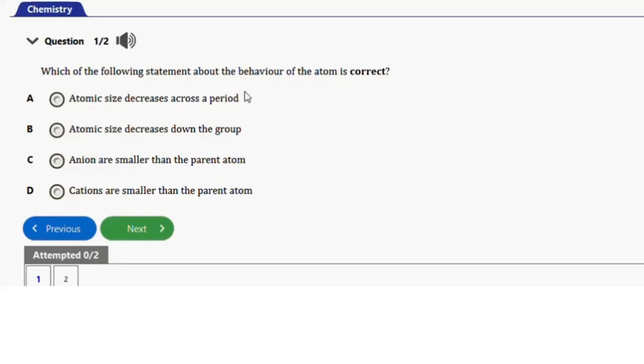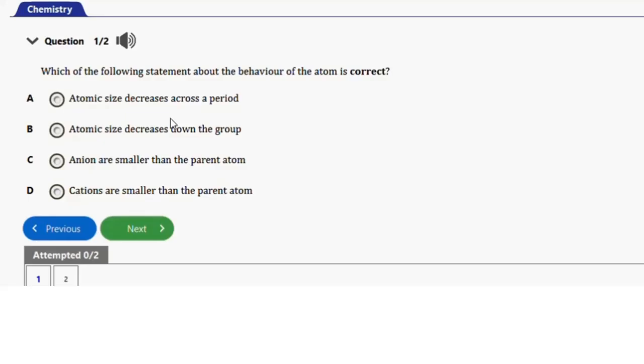The first question says, which of the following statements about the behavior of the atom is correct? Option A, atomic size decreases across a period. Then we have atomic size decreases down the group, anions are smaller than the parent atom, and cations are smaller than the parent atom. So guys, the right option to this question would be atomic size decreases across a period. That's the answer to this question.